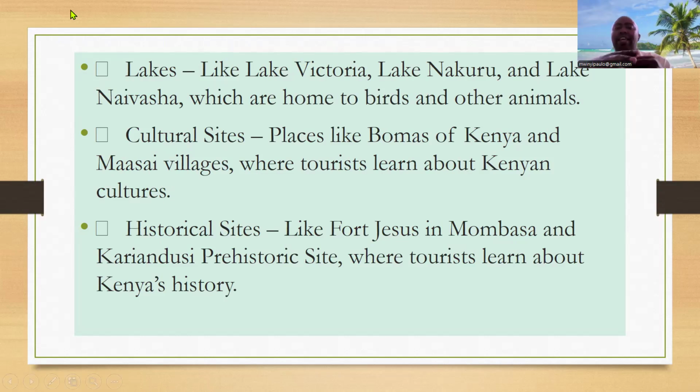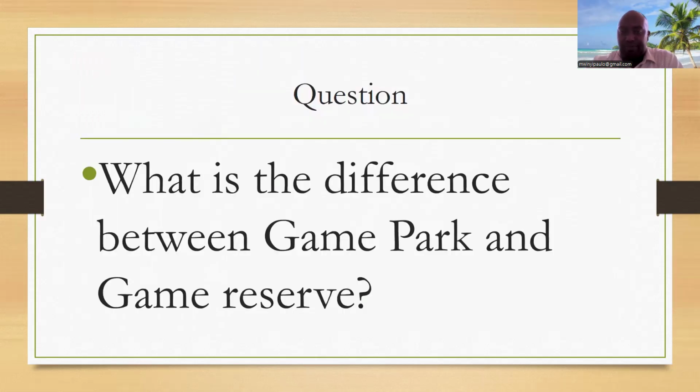We have lakes like Lake Victoria, Lake Nakuru, Lake Naivasha, which are home for birds and other animals. Have you ever visited any of these lakes? I've heard you saying yes. We've also cultural sites like the Bomas of Kenya and the Maasai villages where tourists learn about Kenyan culture. Another major tourist attraction is historical sites like Fort Jesus in Mombasa and Kariandusi near Gilgil. These are historical and prehistorical sites where tourists learn about Kenyan history.